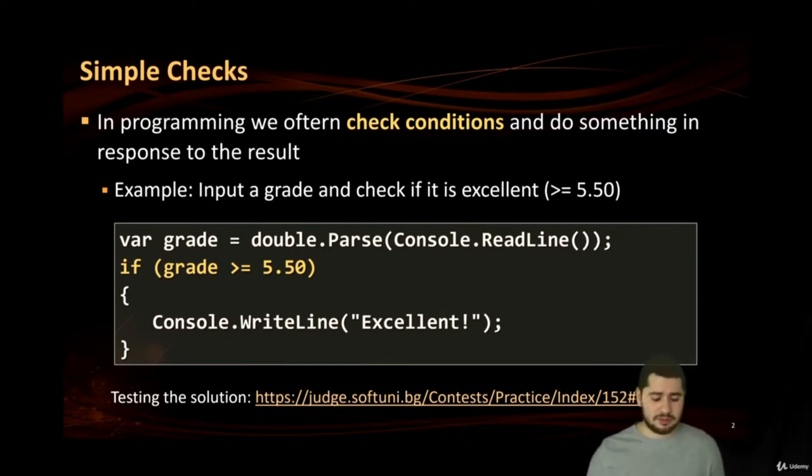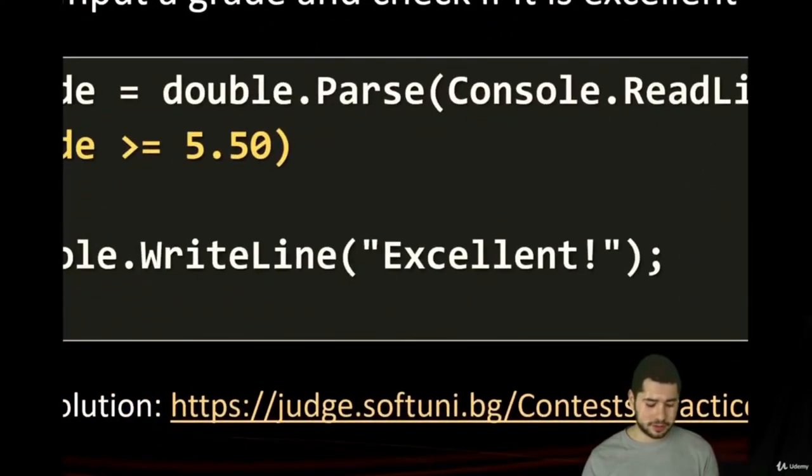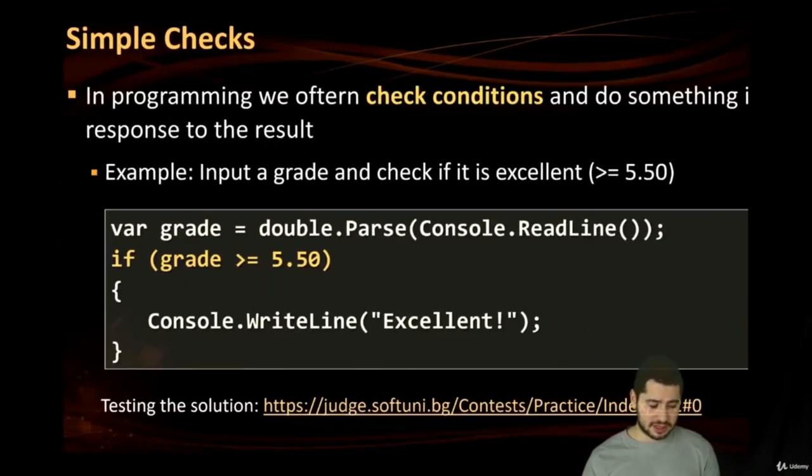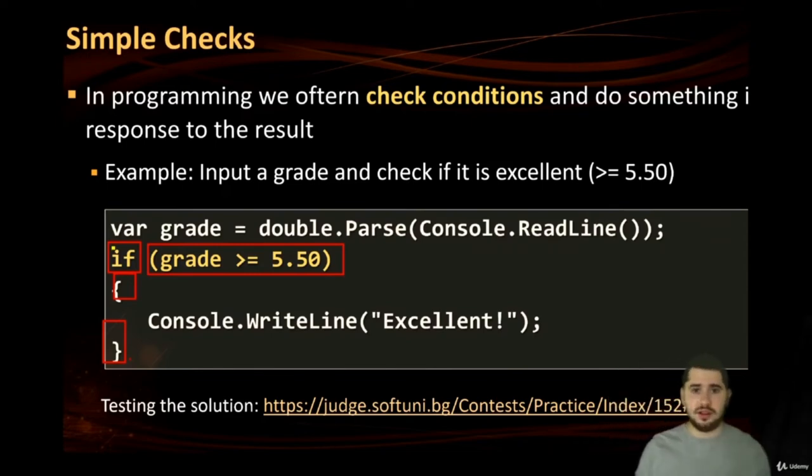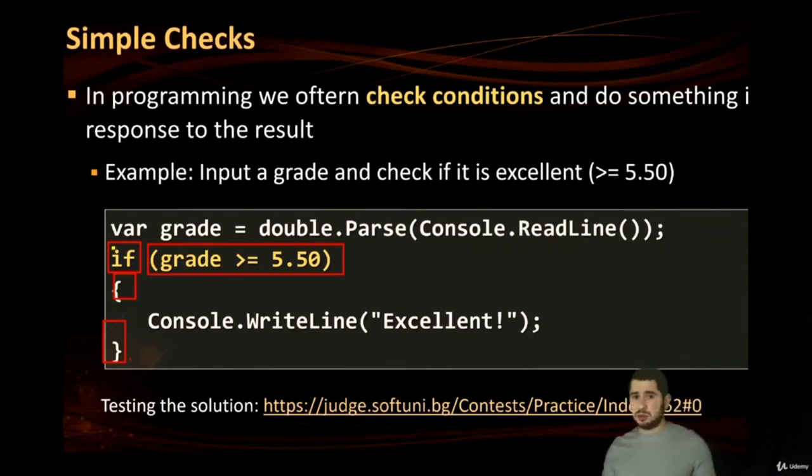How do we output something based on a condition? Well, first we do an if statement, as we said. We have an if statement and we have a condition. What do we do afterwards? Well, we write curly brackets. These curly brackets show us that we are starting a new block of code. But the trick here is that this block of code will only execute if the condition is met.